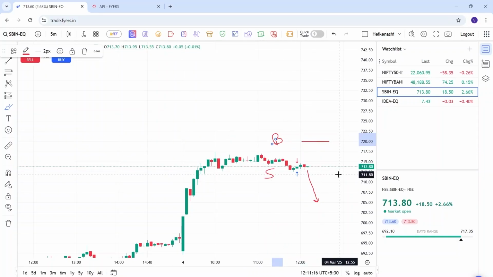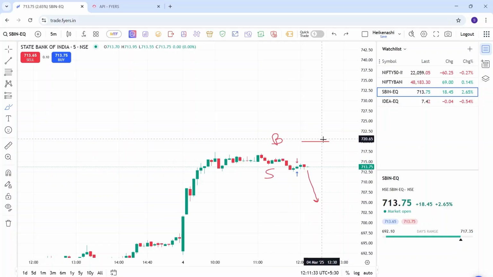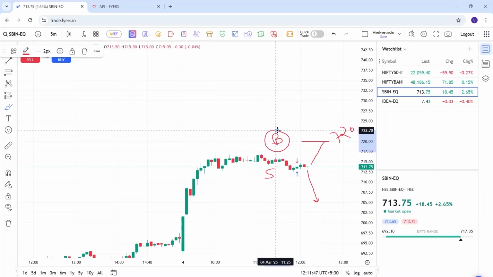Now, like I said, there are two kinds of stop losses. One is stop market and stop limit. When I use a stop market, that means as soon as the market touches 720, it will execute my order and I will be out of this position. On the other hand, if I put a stop limit, then I will have to put the trigger price as well as the limit price. Let's say I put both as 720. In that case, what I'm saying is that when the market comes and touches this level, then I want to take the entry. I want to buy this SBIN at 720 itself.